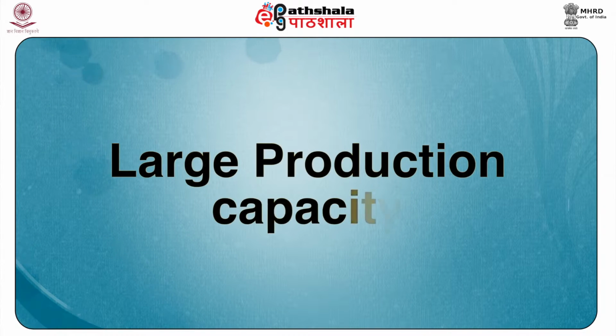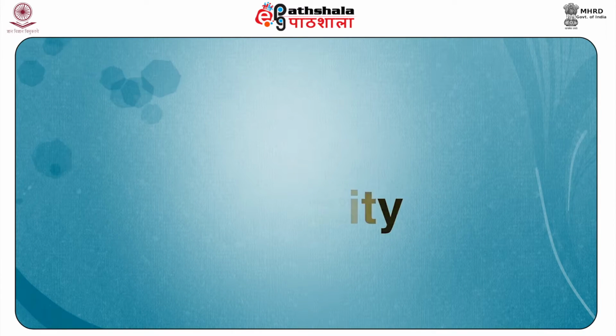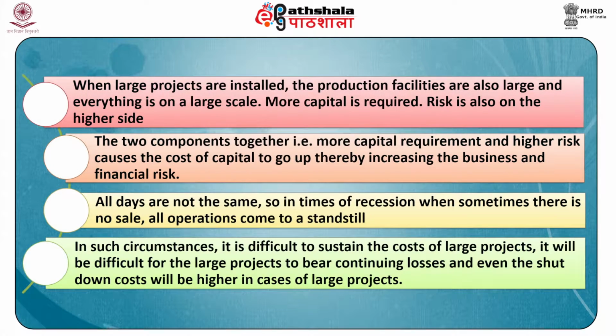The third type of risk is large production capacity. When large projects are installed, the production facilities are also large and everything is on a large scale. More capital is required. Risk is also on the higher side. The two components together, that is more capital requirement and higher risk, cause the cost of capital to go up, thereby increasing the business and financial risk.